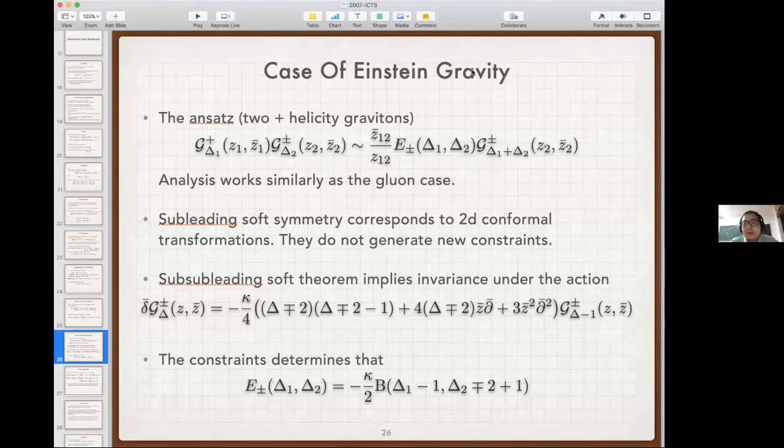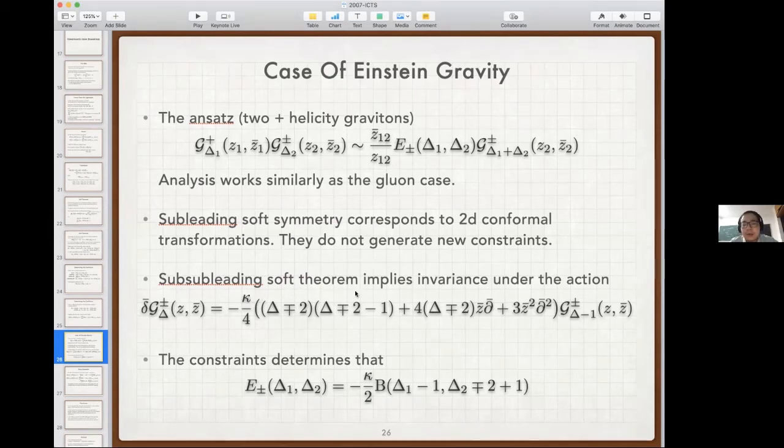The difference in the graviton case here is that the subleading soft theorem, as we usually know, actually corresponds to the 2D conformal transformations. But here, when we think about the system and do the many transformation, we have already taken them into consideration. And so this subleading soft theorem does not impose any new constraints that help us to determine these coefficients. But very nicely, in the graviton case, we actually know that there's also a subleading soft theorem, which is sort of an analog to the subleading soft theorem in the gluon case.